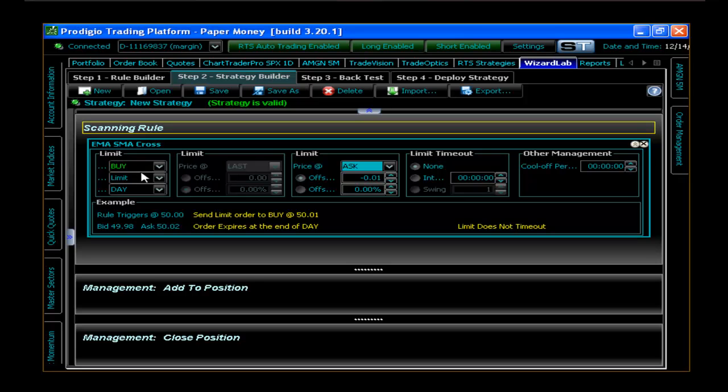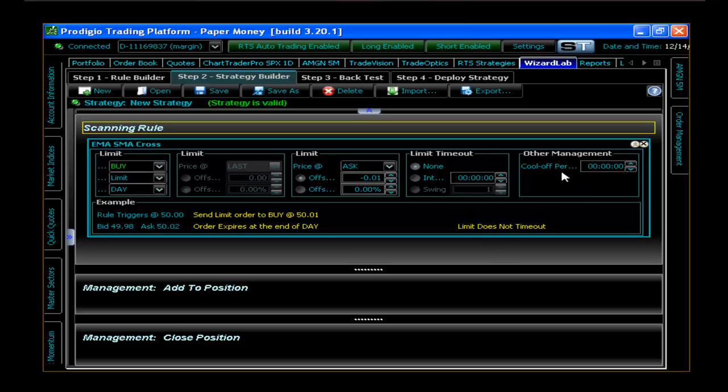You can also specify various timeouts. If I choose a limit order, I can allow that limit order to time out after a certain period of time. And that's important because, especially if you're managing an automated system, if you place a limit order and if that limit order does not fill within 15 minutes, price may have moved away from your limit order and you would want the automated system to cancel that order. You can tell it when to cancel that order by specifying a limit timeout.